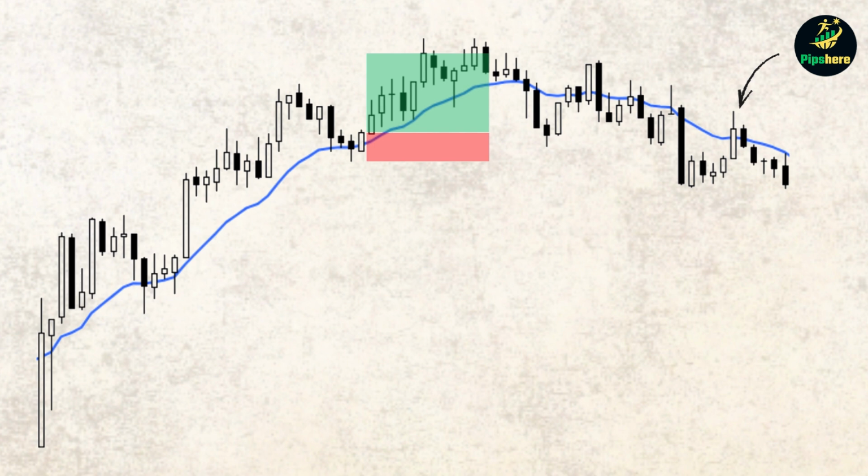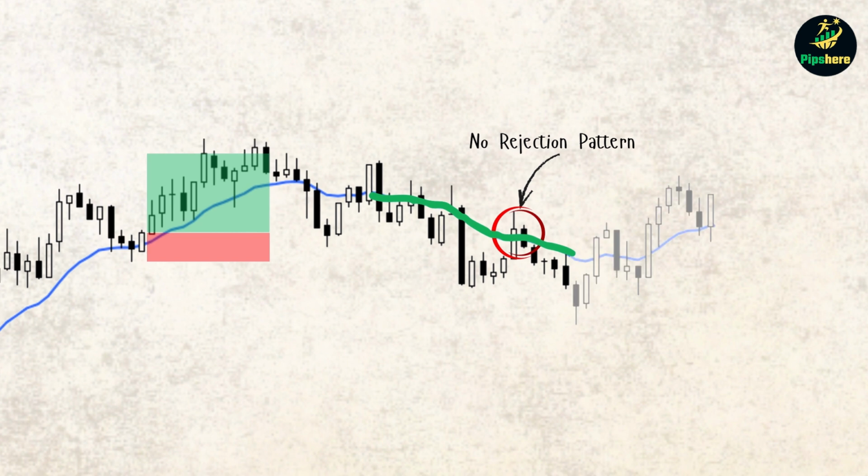However, we still skip this trade because two important conditions are missing. First, there isn't a strong rejection candle to confirm the entry. Second, look at the 14 EMA, it's almost flat. A flat moving average tells us the market is in a consolidation phase, not a strong trend. And when the market is consolidating, we simply stay out and wait for a higher probability setup.